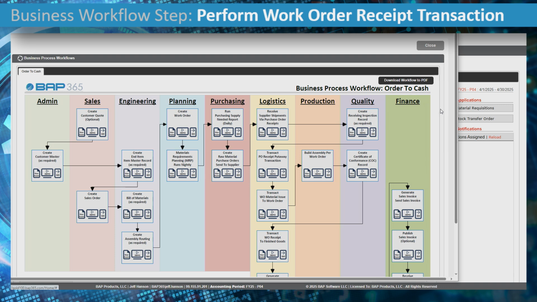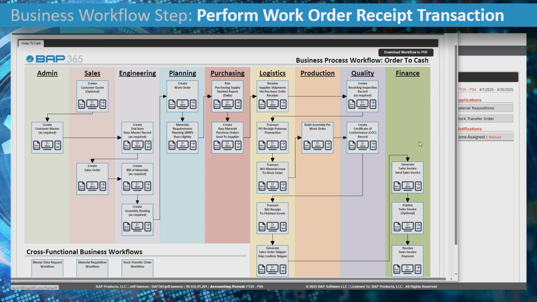All right, continuing the order to cash workflow business process. In the previous step, we completed the creation of the certificate of conformance in the quality module, which happened after the assembly of the order was complete by production. They moved it to QC for quality control. It was inspected, and the inspector found it to pass all requirements, and therefore they issued a certificate of conformance. So in this case, we are moving down to our next step. The next step would be to transact the work order receipt to finished goods.